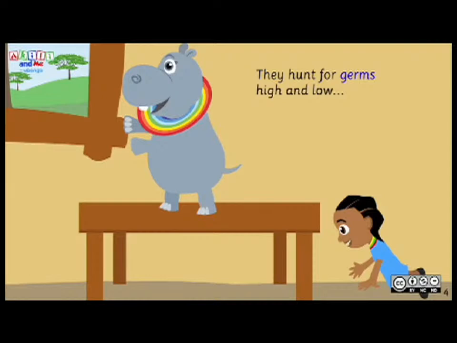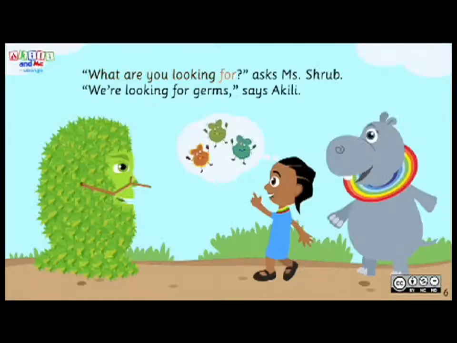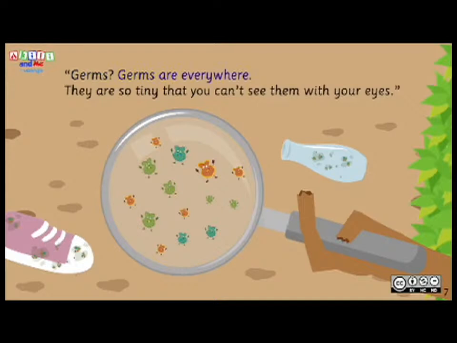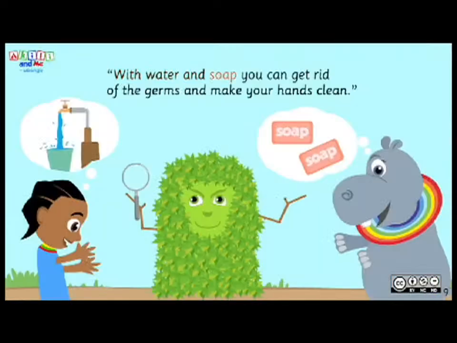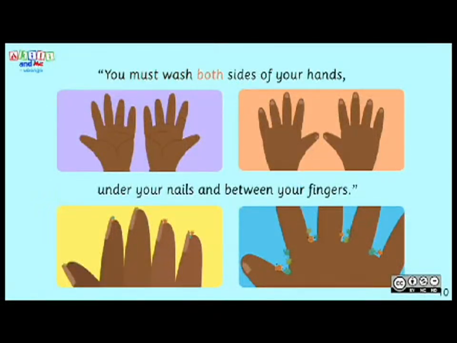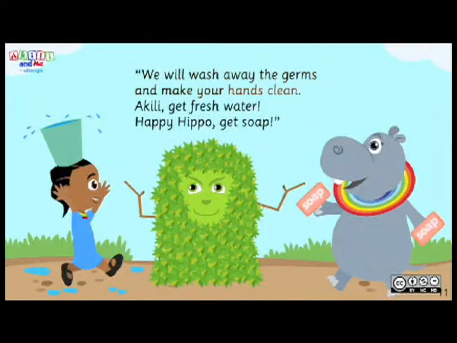They hunt for germs high and low, inside and outside. But the germs are nowhere to be found. What are you looking for? Asked Miss Shrub. We're looking for germs, says Akili. Germs? Germs are everywhere. They are so tiny that you can't see them with your eyes. When you touch something dirty, germs hide on your hands. With water and soap, you can get rid of the germs and make your hands clean. You must wash both sides of your hands, under your nails, and between your fingers. We will wash away the germs and make your hands clean.